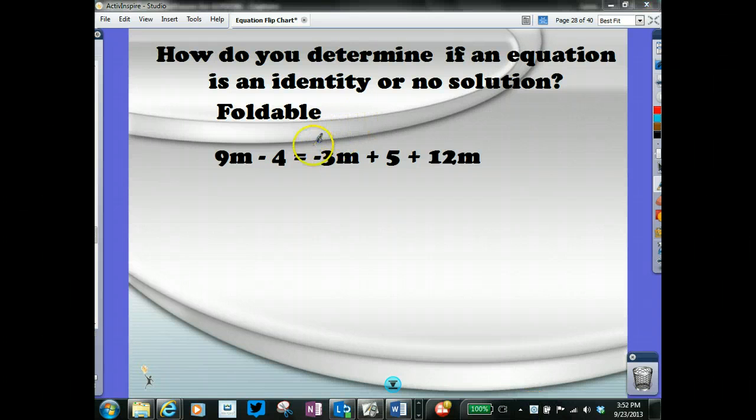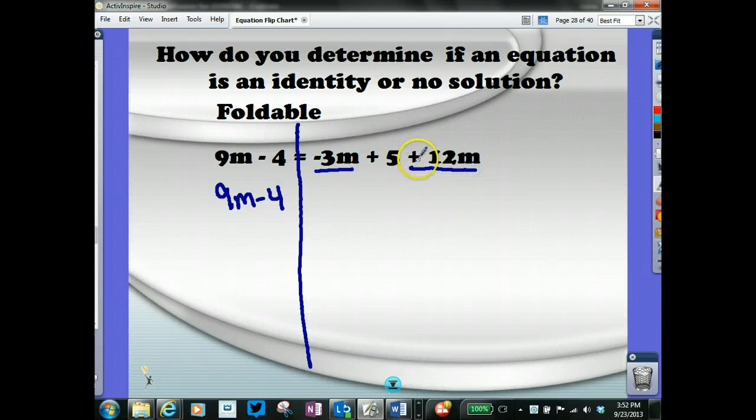Alright, so let's look at this one. When I draw my line of scrimmage, I look at each side and I say, okay, what can I combine? Are there any like terms I can combine? On this side, there's not. So I'm just going to say 9m minus 4. On this side, I have negative 3m, but then I have a plus 12m. Again, I have to look at this sign in front of it. So negative 3 plus 12, it's going to be a positive 9m. Then plus 5.